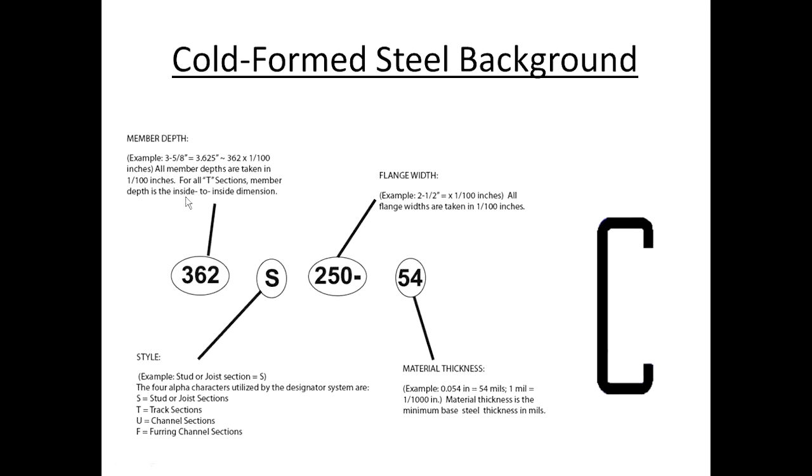Getting over to the naming protocol for cold form steel framing, the first descriptor that you see is the depth of the web. It's 362 in this case, which stands for 3 5/8. The S descriptor is the style. This talks about the flange width, which is 250 in this case, which means it's 2.5 inches. And finally, the last descriptor is the material thickness itself, and that's measured in mils.